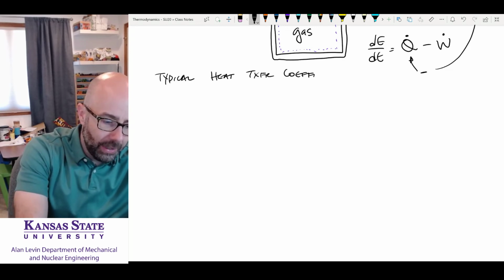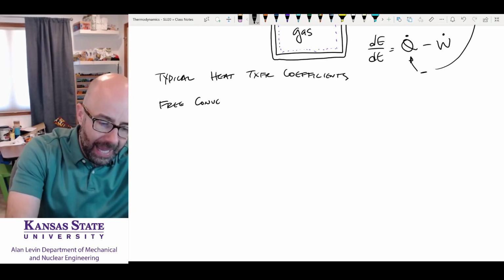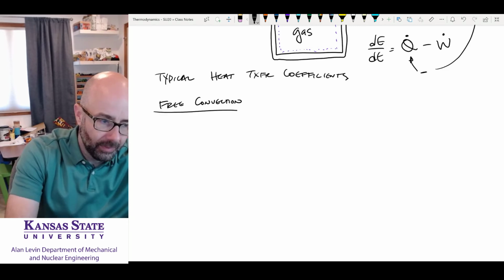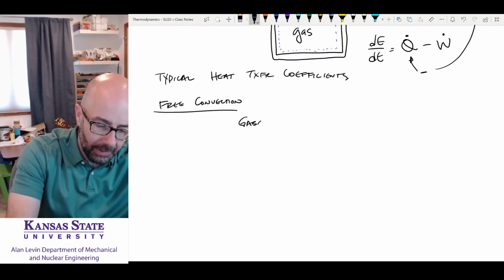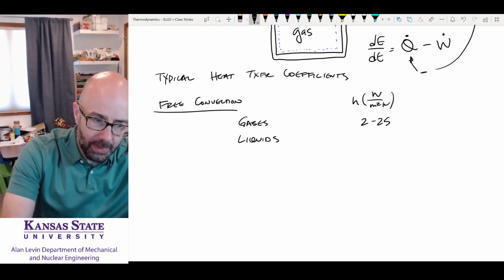Okay, for free convection, in gases and in liquids, here's our h, and this is going to be in watts per meter squared Kelvin. Gases, we can go between 2 and 25. Liquids, it's between 50 and 1,000.